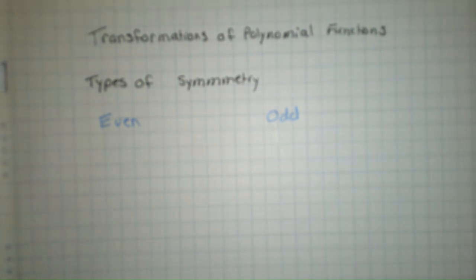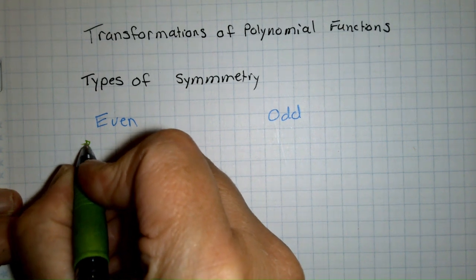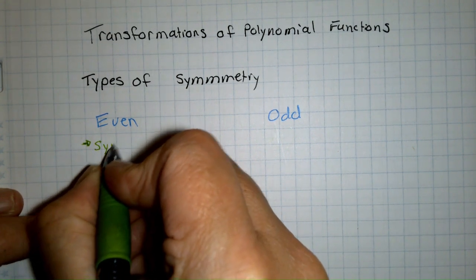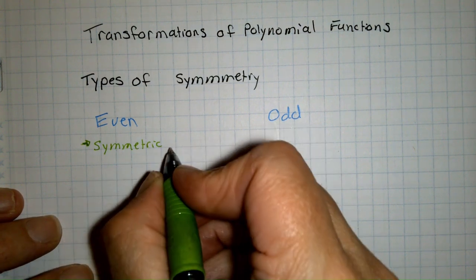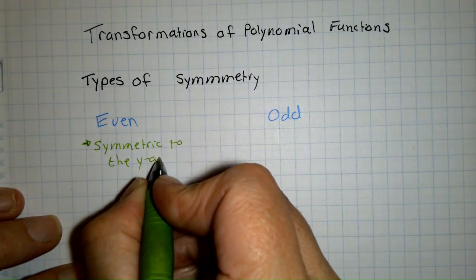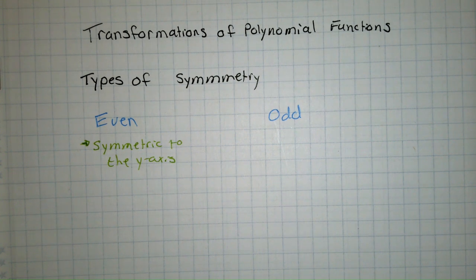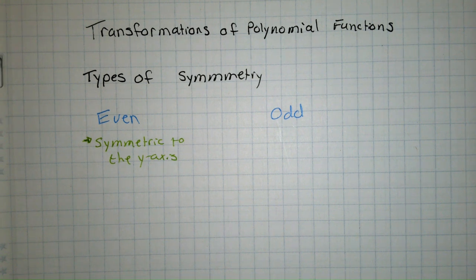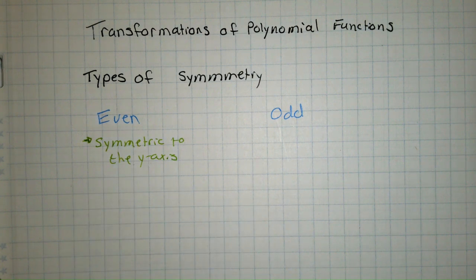So even symmetry is going to be symmetric to the y-axis. And you're going to look at some of these and you're going to say, well, they're symmetric. There's a line of symmetry. But this is very specific to being symmetric to the y-axis only. Meaning if you were to fold the graph at the y-axis, it matches perfectly. If you have to fold it at the line x equals 2, well, that's not the y-axis, so it's not even. It still has symmetry, it's just not even symmetry.